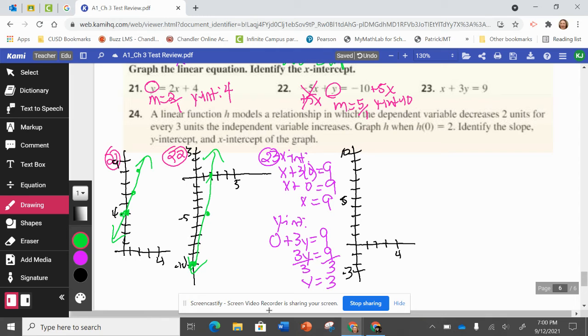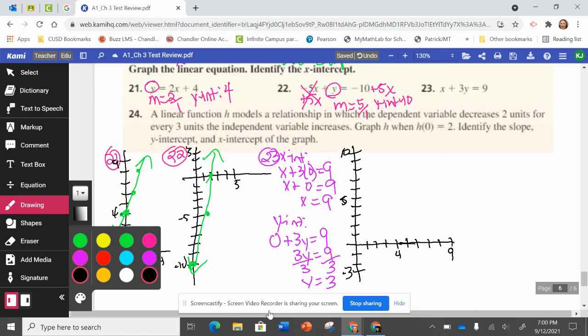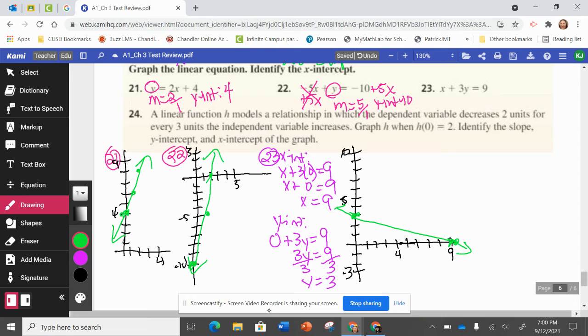So plotting x is 9. Oops, I didn't go far enough, sorry on that. Far enough in the wrong direction. So I have x is 9 and y is 3. And there's our line.